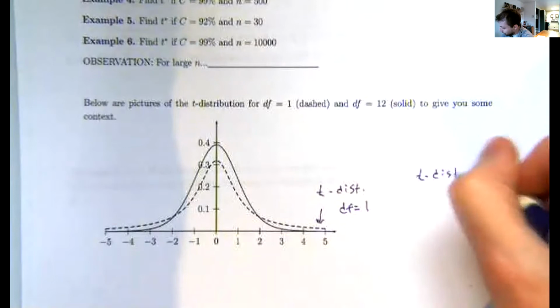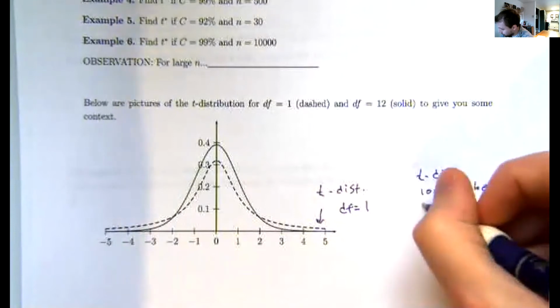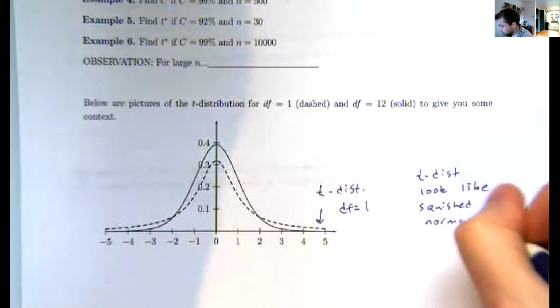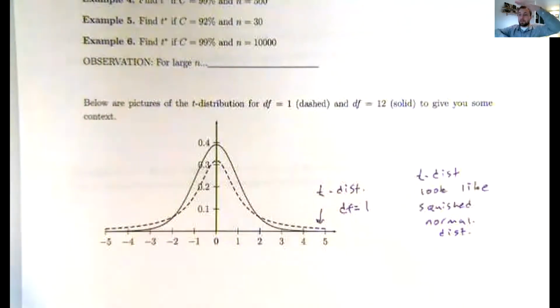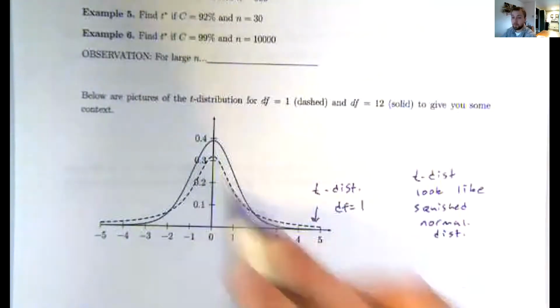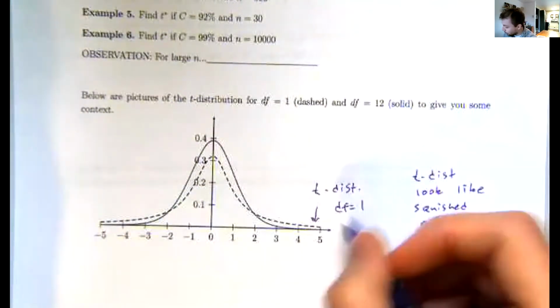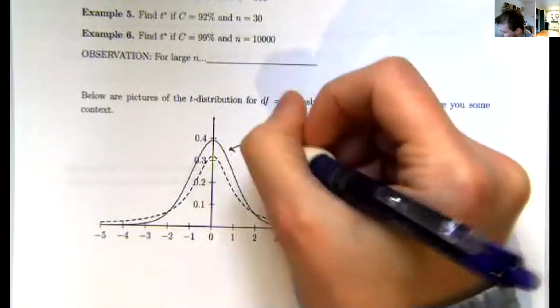T-distributions look like squished normal distributions. They're a little bit shorter, they're a little bit squattier. It's just like you took a normal distribution and just pushed down on it a little bit more. They vary more. So if you have a small number of samples, it looks like a normal distribution, but it has more variation to the curve. This is for a degree of freedom of 1. This is also a t-distribution, but this is for a degree of freedom of 12.